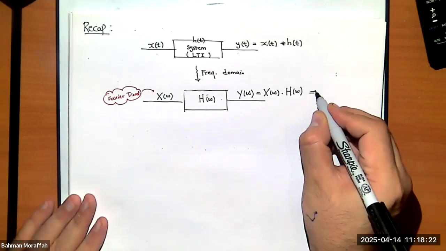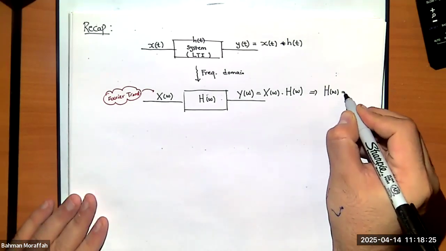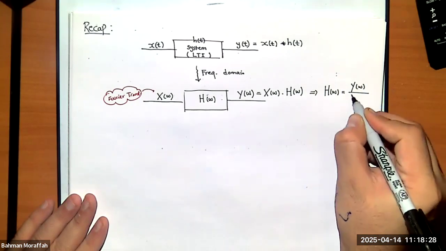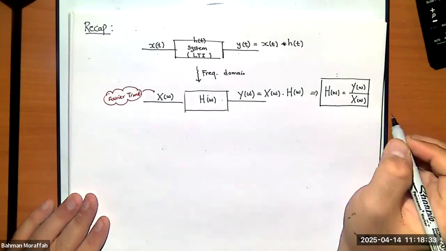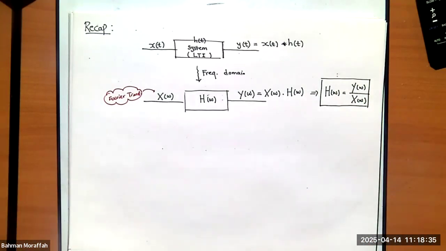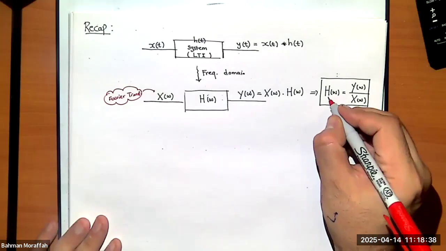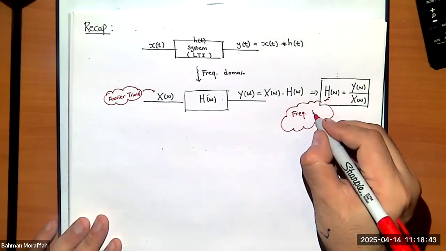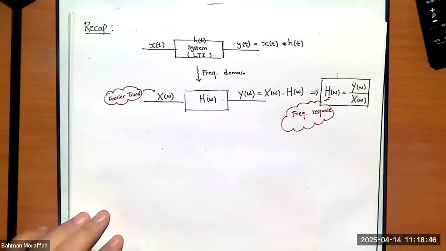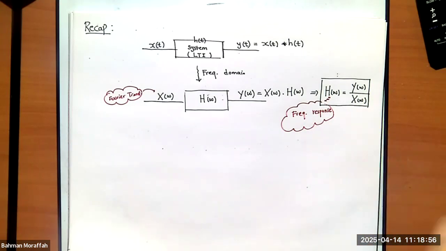We said we can compute H of omega, which was the ratio of output to input. We call this H of omega the transfer function or the frequency response. As soon as we go from the time domain to the frequency domain, we're going to have to deal with complex numbers. So this H of omega is indeed a complex function.